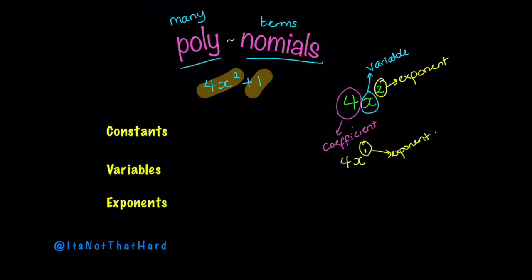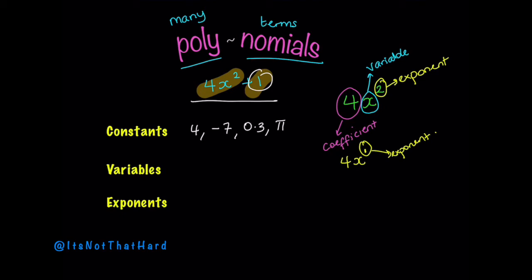Now, a polynomial has three main parts. The first thing that it has is a constant. So in this example that I gave here, the constant is plus 1. And so a constant in a polynomial can be any number. It can be 4, it can be minus 7, it can be 0.3, it can be pi, it doesn't matter.